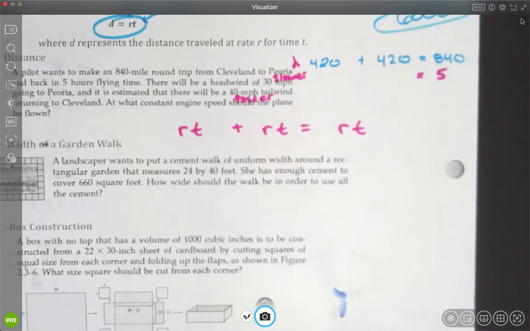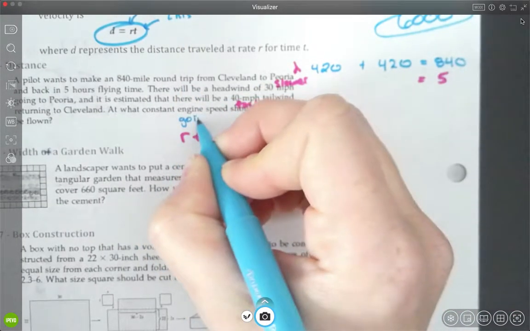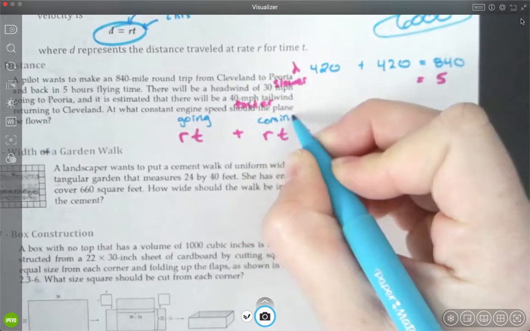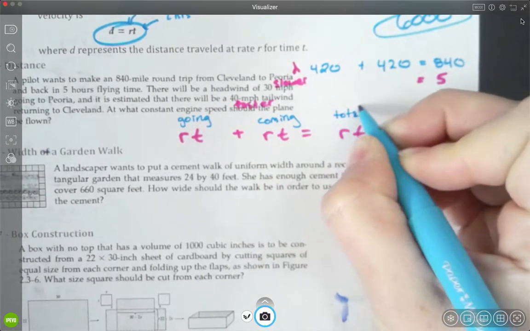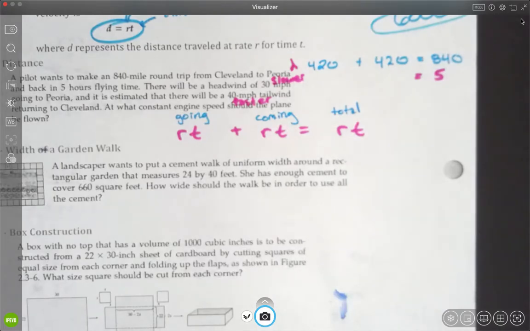This is kind of like the stock and investment or stock and savings question. Going there, coming back equals the total. So going, coming, total. Now, what do we know for sure? We know the miles. 420 is 420. I guess it has nothing to do with it, but.